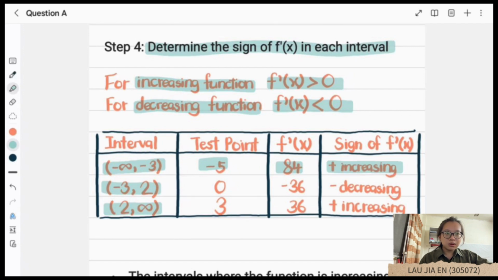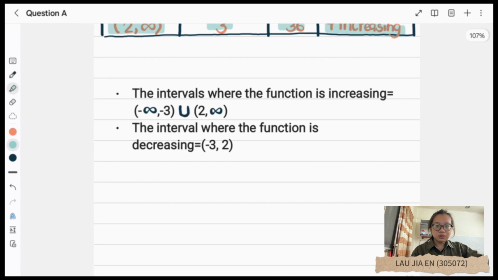For the second interval, the test point is 0, f'(x) is -36, which means it is decreasing. Lastly, we substitute 3 into f'(x) and we get 36, which means it is increasing. We can conclude that the intervals where the function is increasing are negative infinity to -3, union 2 to infinity. The interval where the function is decreasing is -3 to 2.